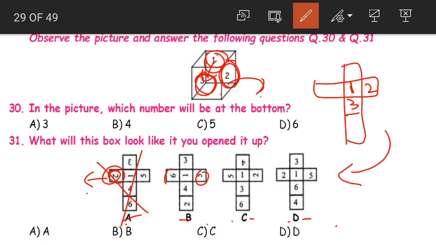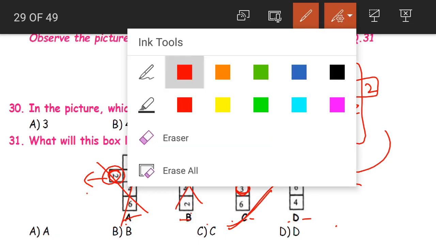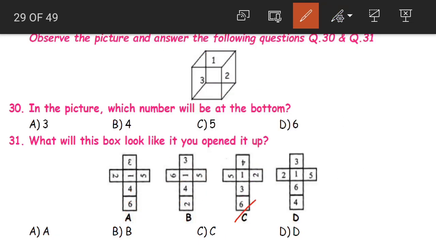Now B. B has 5 and 6 to the left and right of 1. But here we have 2 to the right of 1. So this is wrong. And then coming to option C. Yes, we have 2 to the right of 1. And also we have 3 below 1. So option C becomes our correct answer. When we open up this box, it will look like option C.